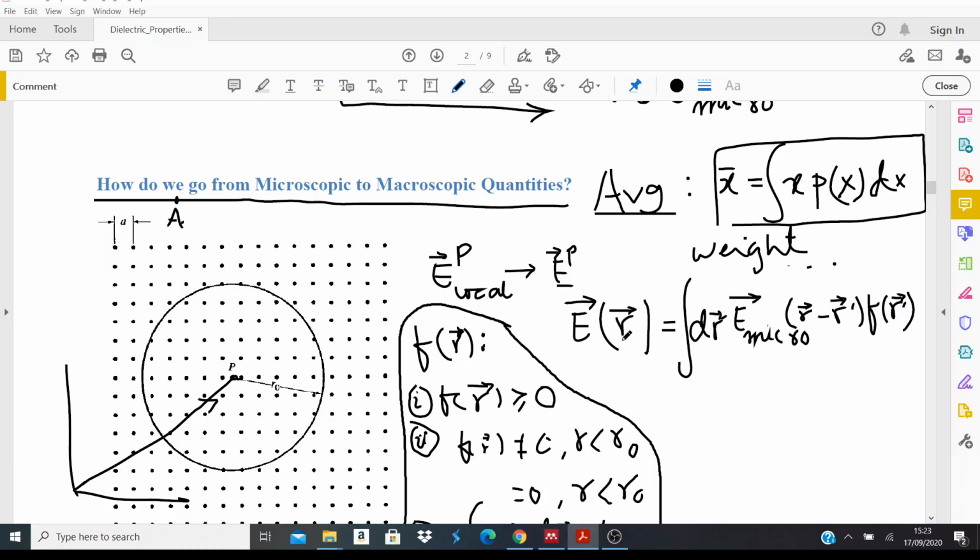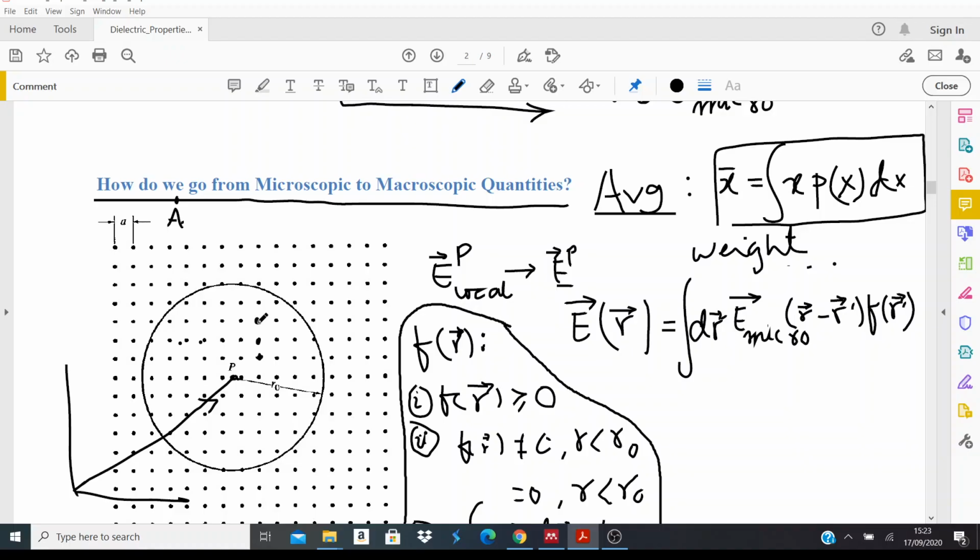Here, to find the electric field at some point R, we ask ourselves what is the local field at every one of these points. So let's say R dash is at this point, and then R dash can be at that point, and at that point. So we ask what is the microscopic field at individual points, and when I pick this point, I know what is the E micro, which is denoted by R minus R dash, and with that I multiply the value of the function at that R dash point.